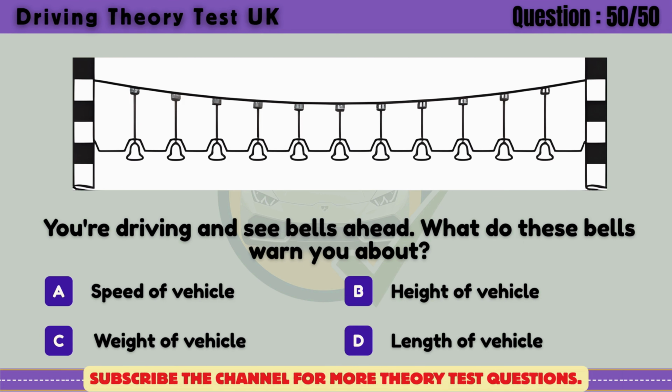Option A. Speed of vehicle. B. Height of vehicle. C. Weight of vehicle. D. Length of vehicle.